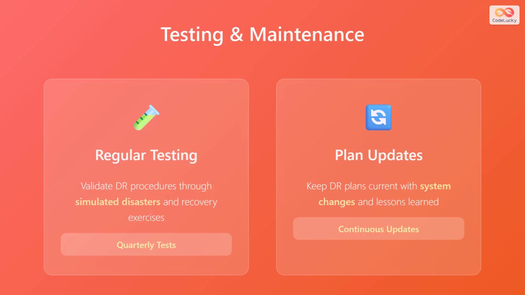Testing and maintenance are integral to ensuring the effectiveness of a disaster recovery plan. Regular testing involves validating disaster recovery procedures through simulated disasters and recovery exercises, with quarterly tests being a good starting point. Additionally, plan updates are essential to keep disaster recovery plans current with system changes and lessons learned, emphasizing the need for continuous updates.